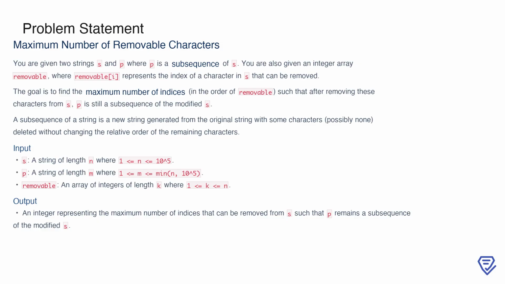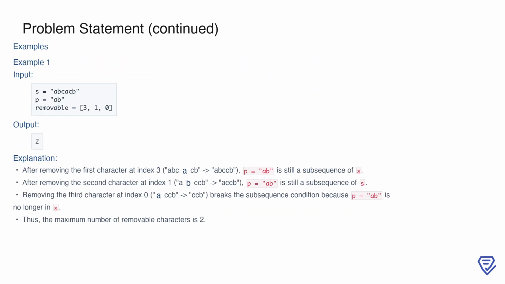The input consists of three key elements: the string s, the subsequence string p, and the array removable. The output is a single integer representing the maximum number of indices that can be removed while preserving p as a subsequence. Let's look at an example to understand this better.